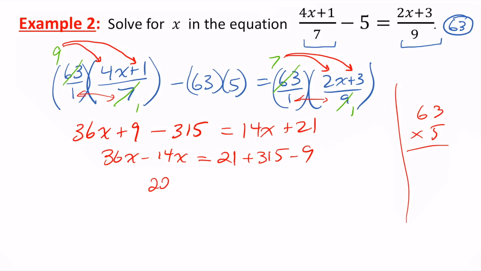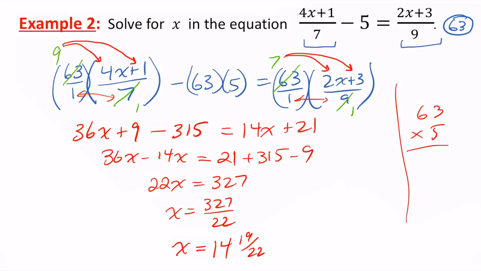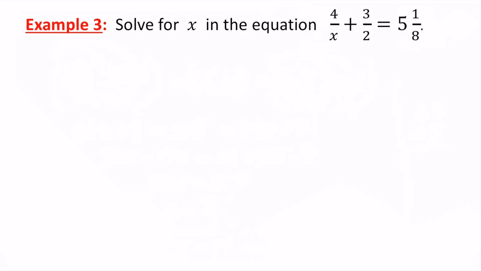And what we have left is 22x equals 327, and x equals 327 over 22. And as a mixed fraction, it's 14 and 19 over 22. 19/22, I should say. So there we are. That one's done.